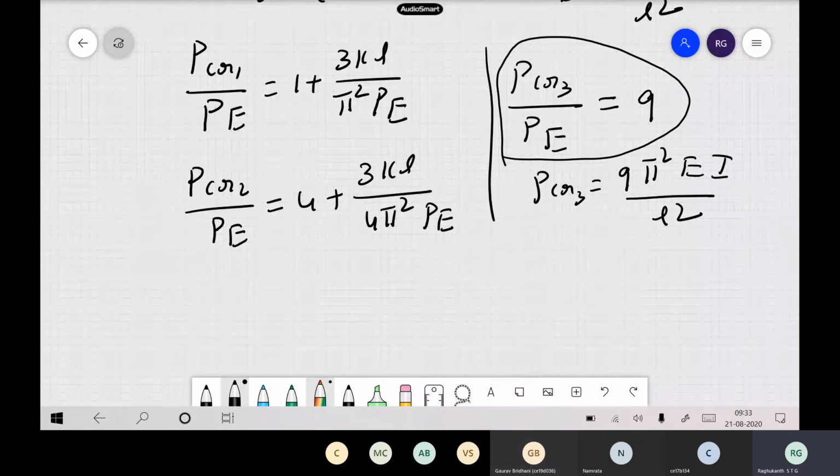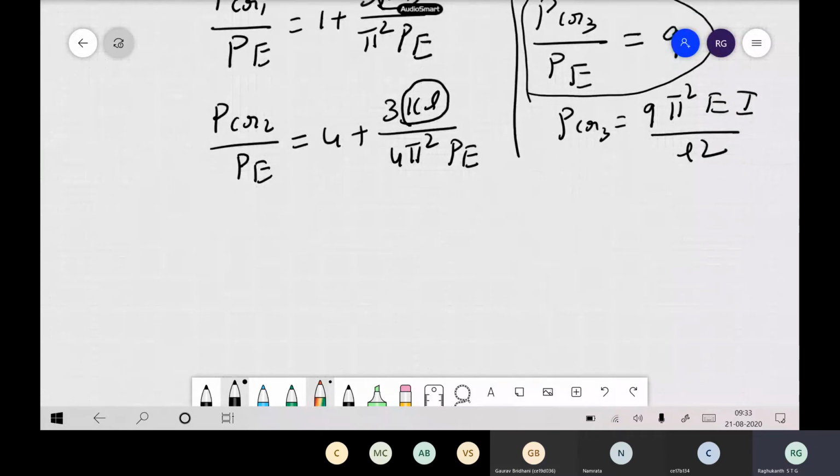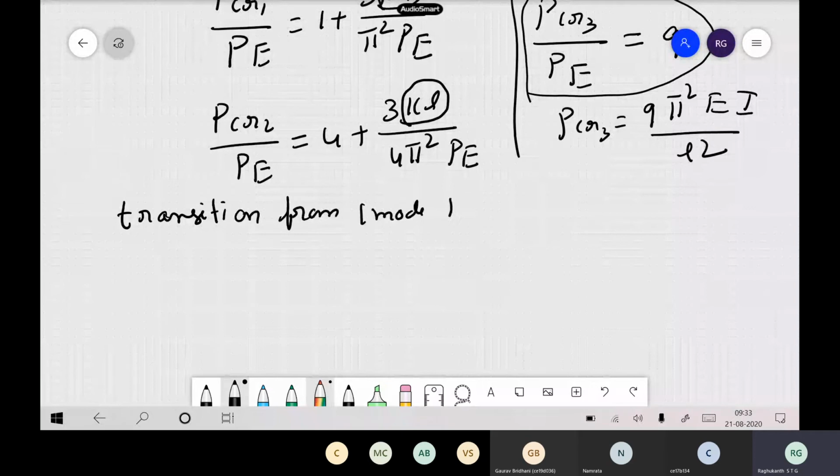Okay. Now this is the expression, you remember KL. This is the one which controls your buckling mode shape. So you can even plot the transition from the first mode to the second mode. You can easily find out what is the value of KL which makes your column buckle in the second mode rather than in the first mode.